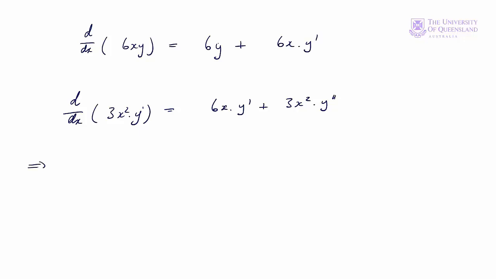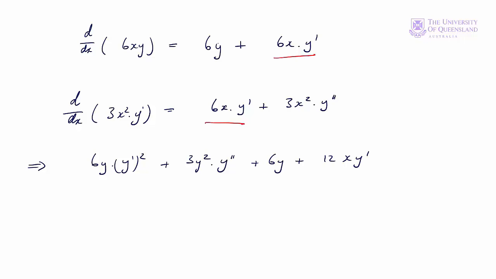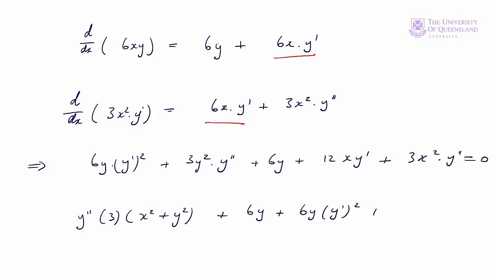Putting all that together, we'll have 6y times y prime squared plus 3y squared times y prime prime plus 6y plus 12xy prime. We have 6xy prime there and 6xy prime there. That gives us 12xy prime plus 3x squared times y prime prime equals 0. We could collect the y prime primes. Y prime prime times 3 times x squared plus y squared plus 6y plus 6y y prime squared plus 12xy is equal to 0.